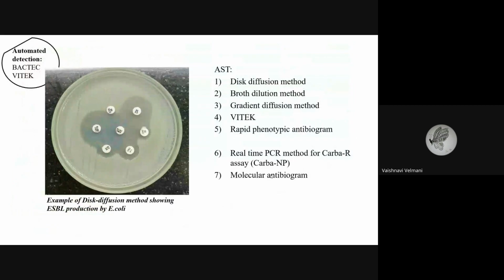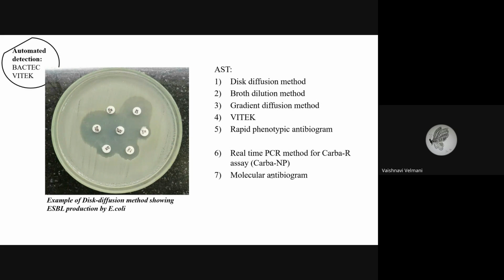Next. So another method of detection is automated detection. There are the BACTEC and VITEK methods. BACTEC uses a fluorescent principle. Based on the amount of carbon dioxide present, the amount of fluorescence increases. That gets detected by the BACTEC machine. And then the VITEK is fully automated. It identifies the bacteria and also gives the susceptibility report.